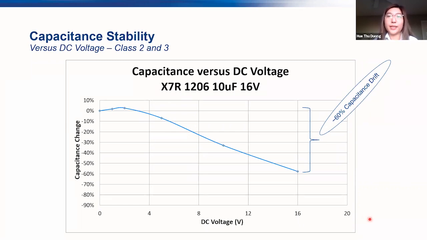This graph shows the capacitance change for an X7R 1206 10 microfarad 16 volt capacitor from 0 volts to 16 volts. As you can see, as the DC voltage increases, the actual capacitance will decrease. The amount that the capacitance will drop will depend on the dielectric material, the design, and applied voltage. And higher voltages mean higher electric fields on the MLCC layers, which increases this effect.